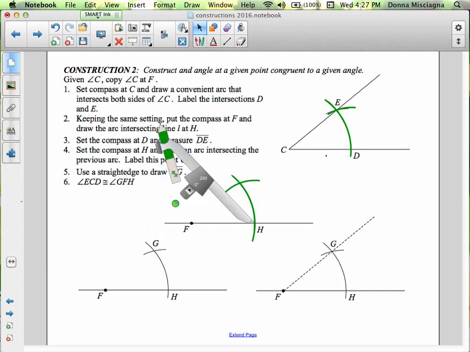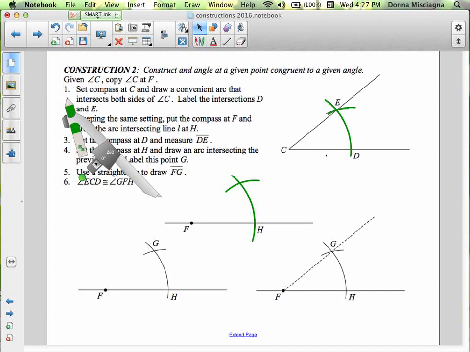Which is what you, whoops, I'm trying to just move that compass out of the way. Which is what you see in this diagram right here. Right? That's what they've done. So that first arc that they have, I shouldn't hand draw, but I'm just going to mark where it is. That arc there, right?